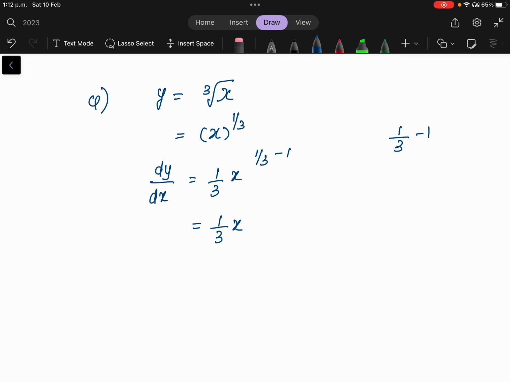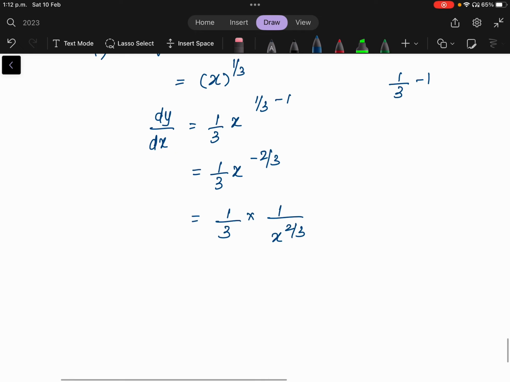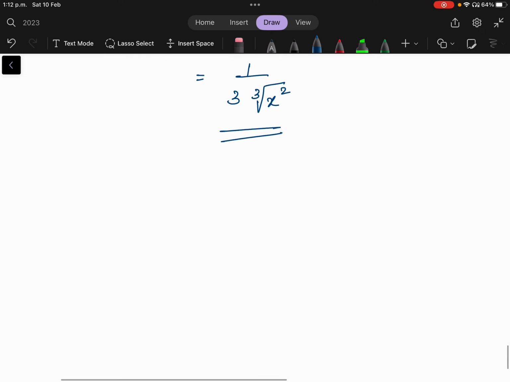You can very well put it into the calculator and do it. I would say don't do any calculations in your mind during the exam. Just put it in the calculator, and it is minus 2 over 3. And this can be written as 1 by 3 times 1 by x to the power of 2 over 3. And if you want to simplify, you can write this as 1 by 3 cube root of x square. So remember, when you have root of x or x to the power of minus something, you just bring it to the numerator, calculate it and do it as we do a normal one.